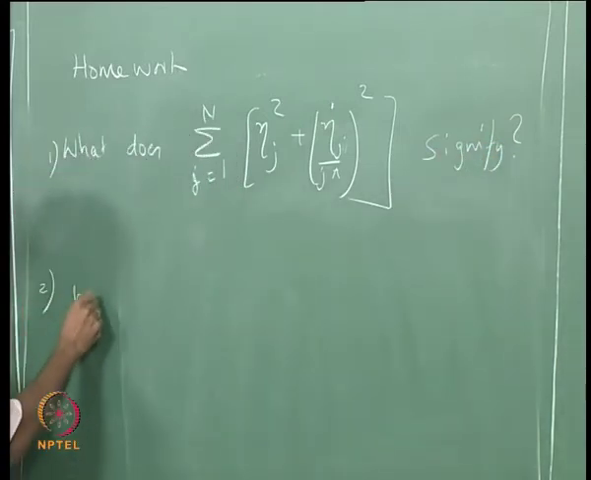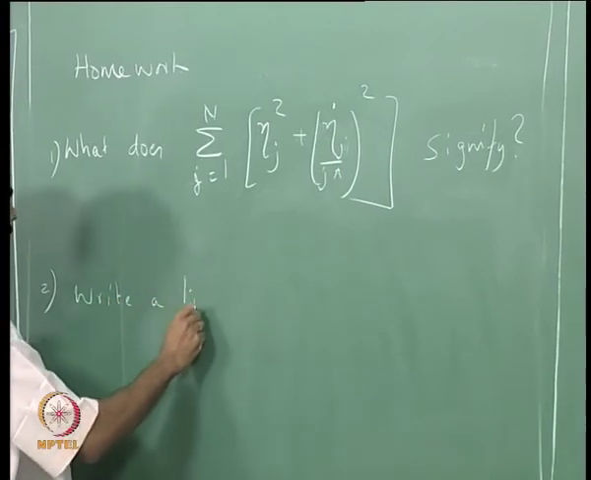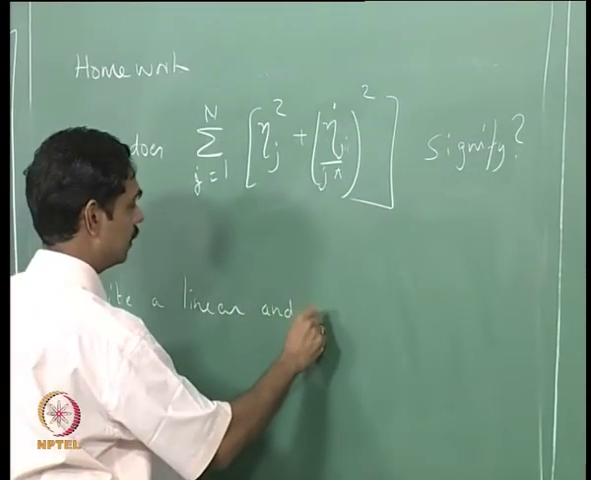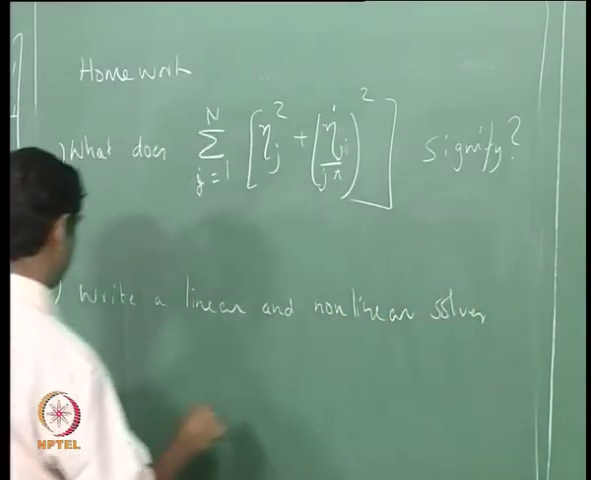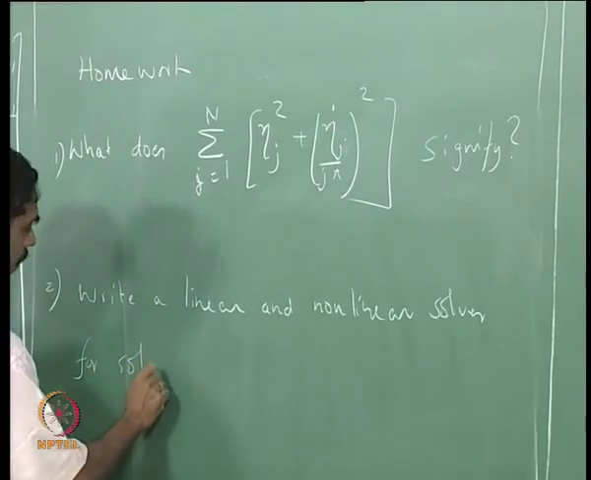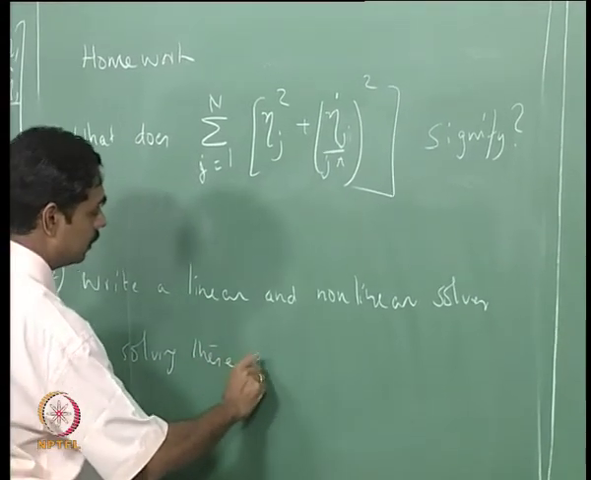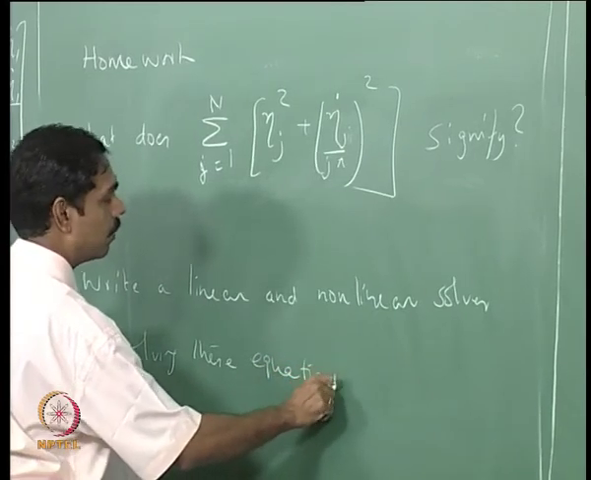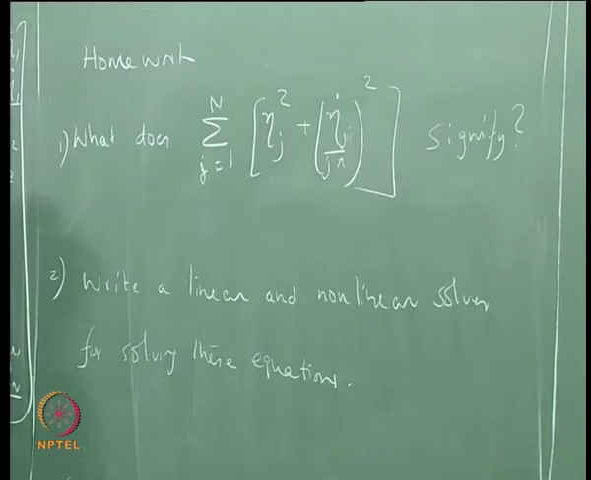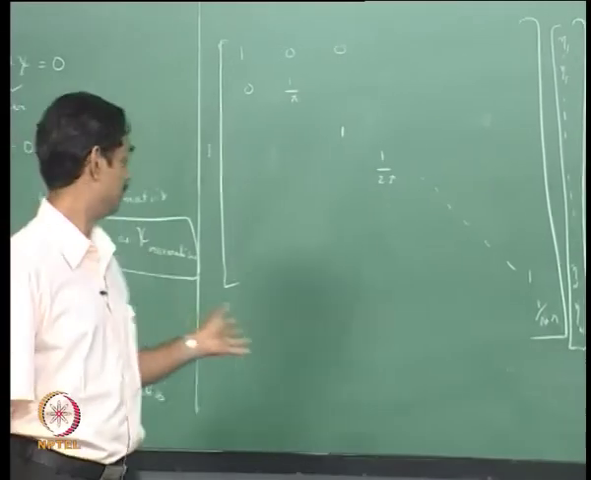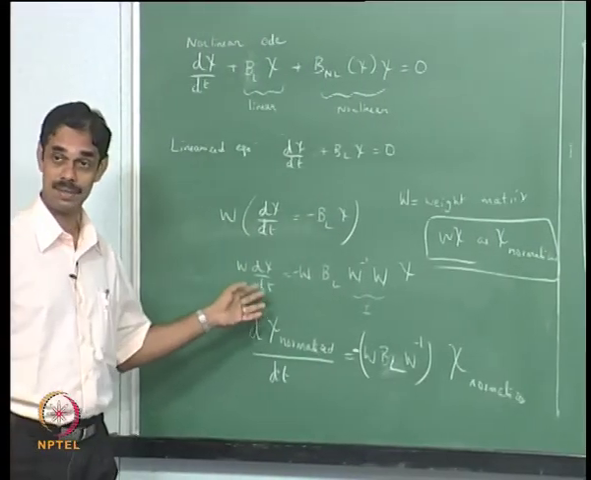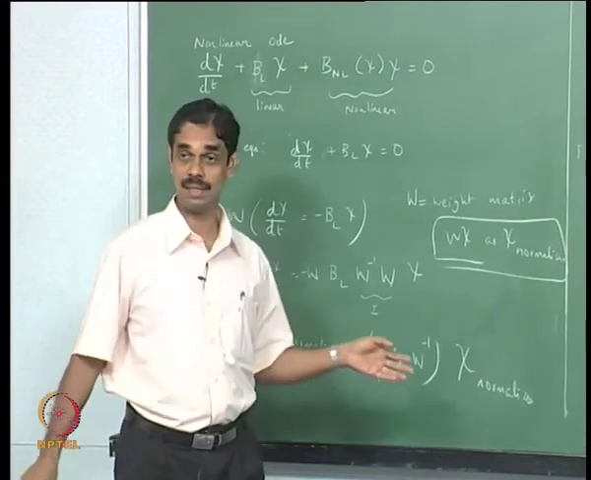The second one: write a linear and nonlinear solver for solving these equations. So I think by now, after the first assignment, you should have solved a standing wave numerically with Runge-Kutta and all that, and you should know how to do this. You can use fourth order Runge-Kutta to integrate this equation, both linear and non-linear.